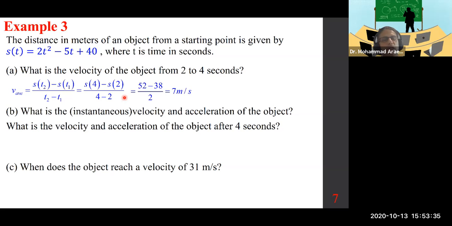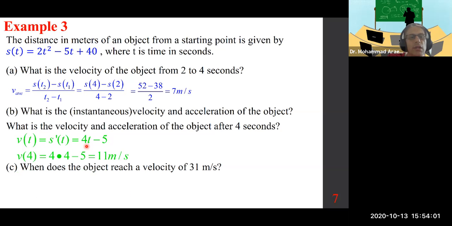What about the instantaneous velocity and acceleration? First, the instantaneous velocity, even if it doesn't say instantaneous, later on you see that at 4 seconds, that's what it means. But what is the velocity and acceleration? Normally in physics, we refer to differentiation. So differentiate this, simple differentiation: 4t minus 5. And after 4 seconds, you just plug in and you get 11 meters per second. The units for the velocity, whether it's average or instantaneous, make no difference.